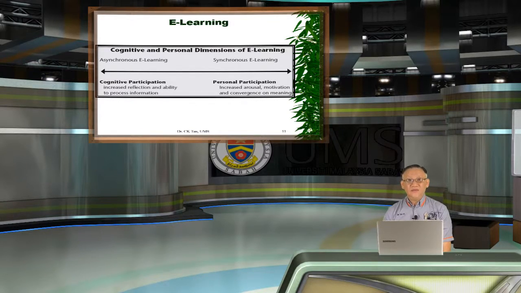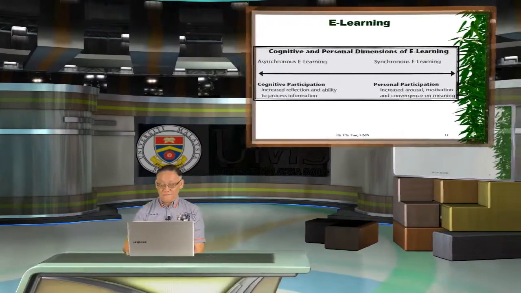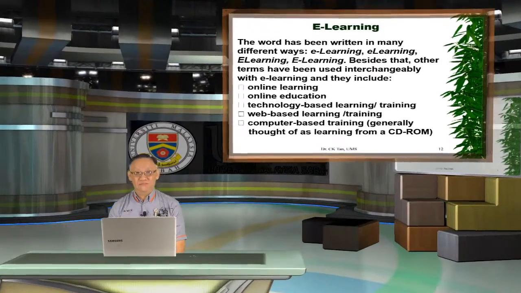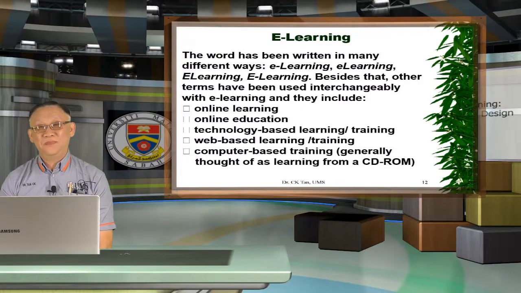And of course, in e-learning, we can also have the asynchronous one. For example, you have forum, ask students to send in online assignments. These activities, student can do in a comfortable and relaxed way. Okay, they can do the activities anytime, anywhere, at their own convenience. Okay, and the definition of e-learning is, there are so many, but it would mean the same. For example, a lot of people will call online learning, online education. Some will call technology-based learning, okay, or web-based learning. And if it is a courseware, it can also be called a computer-based training.